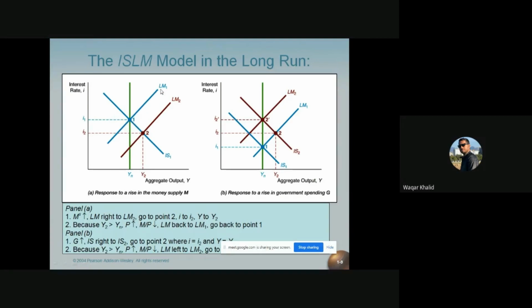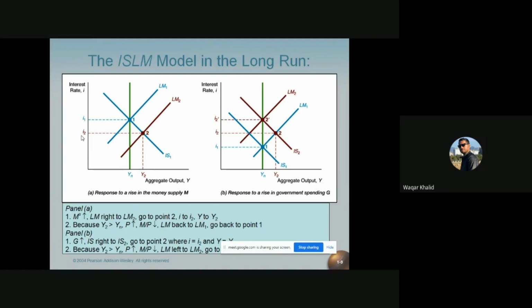Originally, this is the original position. LM1 cuts the IS curve at point 1, where we have the I1 level of interest rate and Yn, the natural rate of output. But when there is a rise in the money supply, the LM curve will shift from LM1 to LM2, and the equilibrium moves from point 1 to point 2. Now we are here where we are producing the Y2 level of aggregate output and the interest rate is I2.